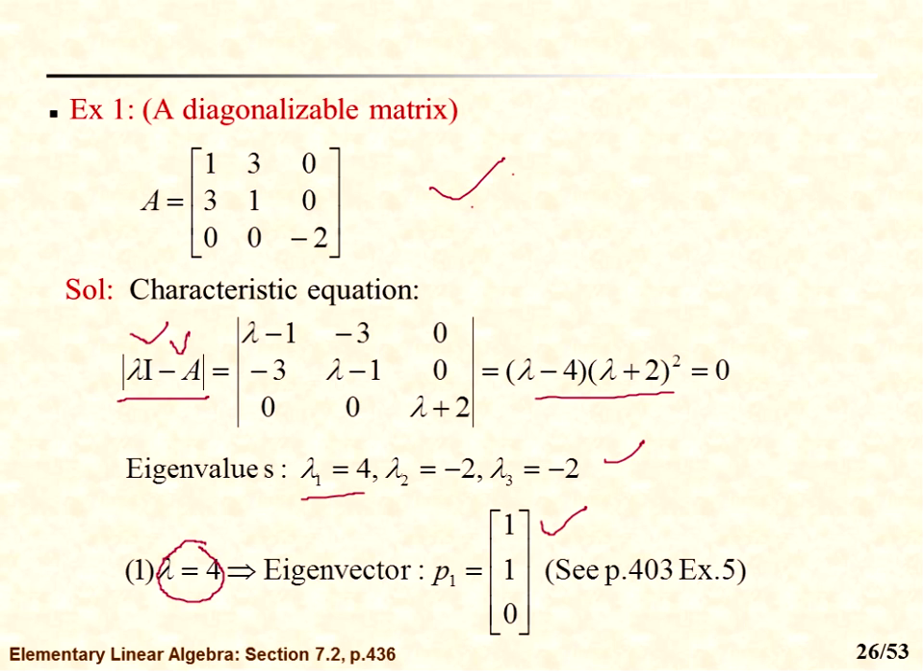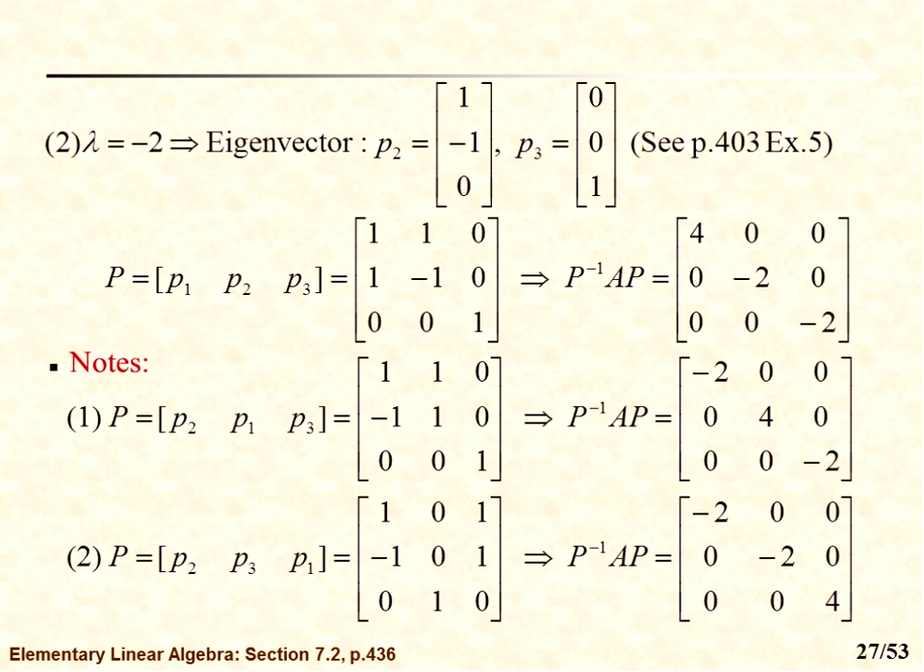Now to find the eigenvectors, one by one, first they found the eigenvector corresponding to lambda equal to 4, which is 1, 1, 0. Similarly, the eigenvector corresponding to lambda equal to minus 2. With this they form 1, 1, 1, minus 1, 0 and 0, 0, 1 directly. To make the matrix P, they combined all three eigenvectors P1, P2, P3 to form this matrix, and P inverse AP is equal to this.